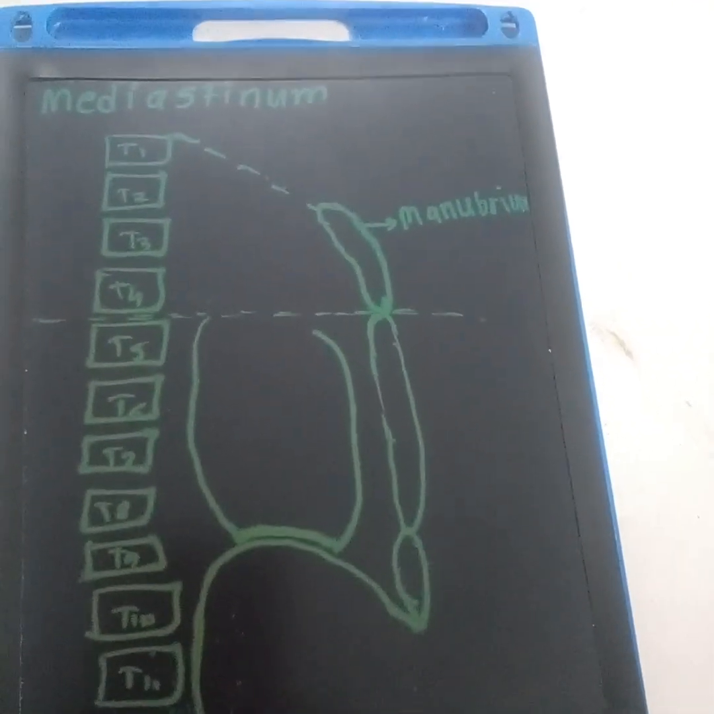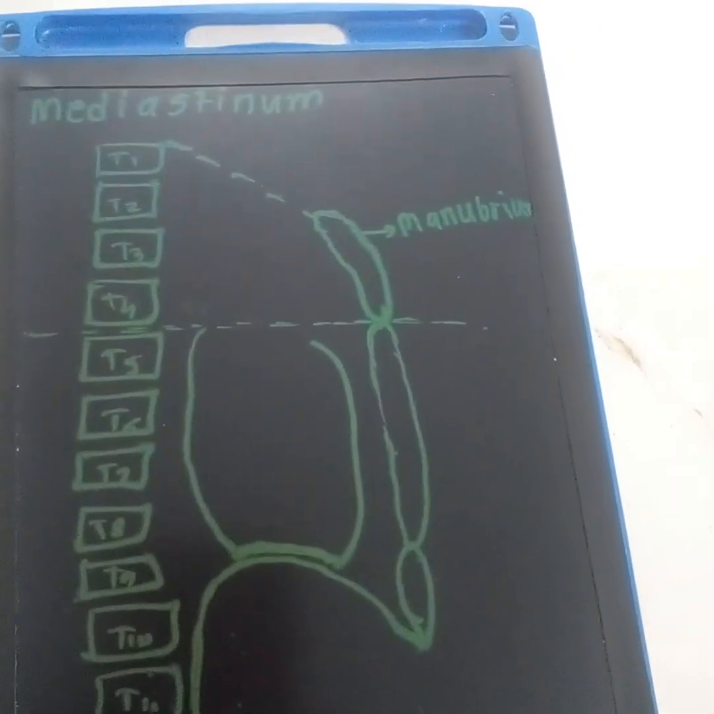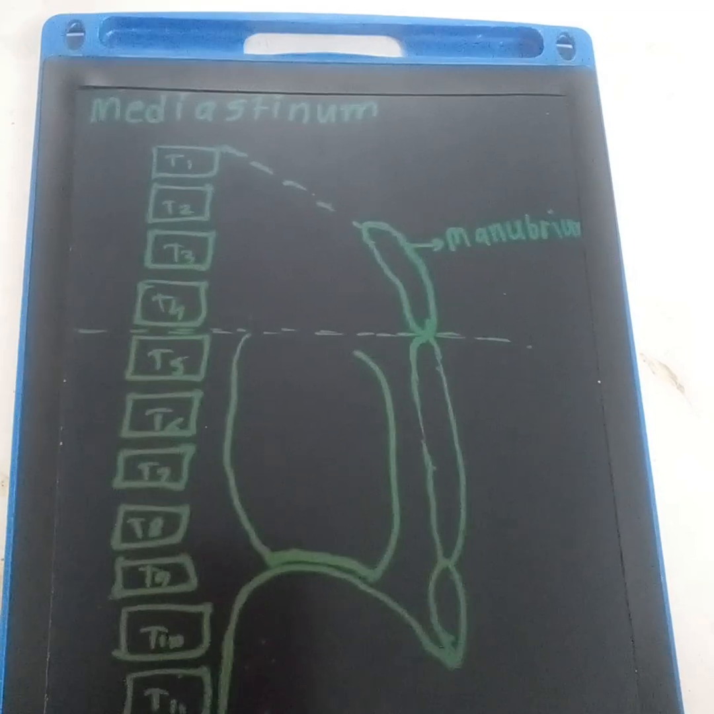This question is asked in the university for 5 marks for the SAQ as well as 10 marks for the LAQ. Therefore this is a very important topic.